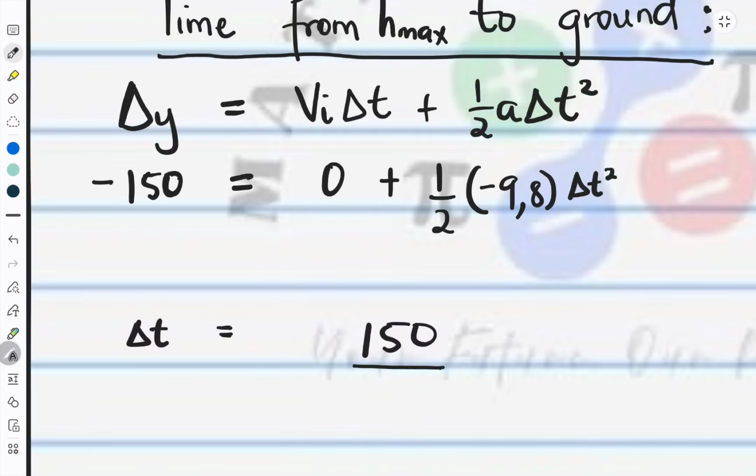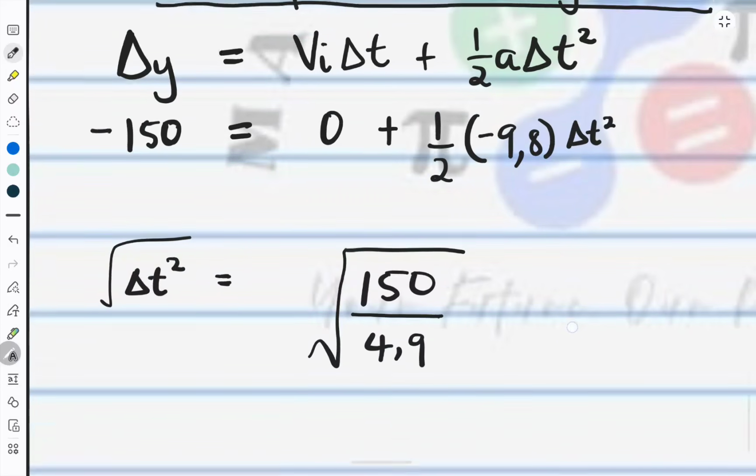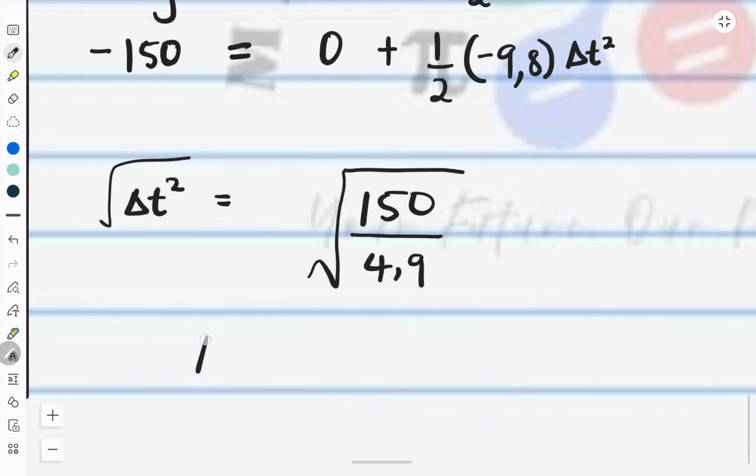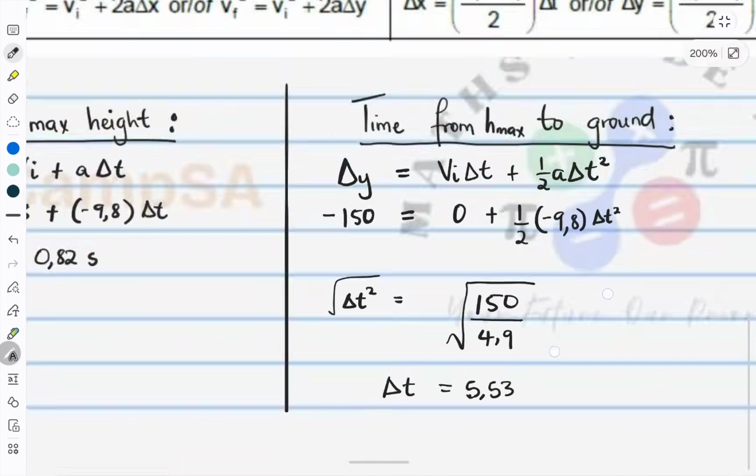Divided by, what's 9.8 divided by 2? 4.9. And then I square root this thing, because on this side I had something like this, right? So my delta t will be the square root of 150 over 4.9. That's 5.53. This is the time it takes to move from B to D.